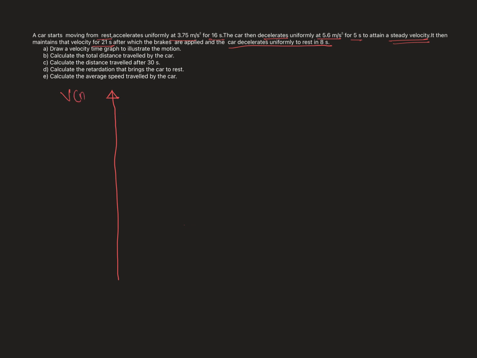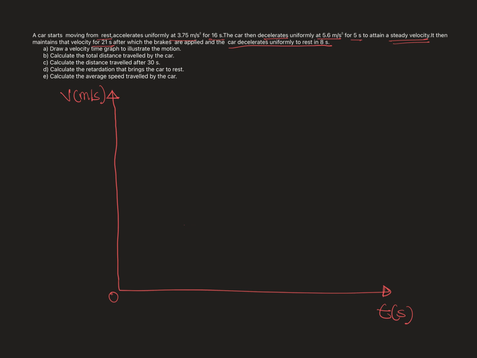Okay, so to draw a velocity time graph, we need to have V in meters per second on the y-axis and T in seconds on the x-axis. Okay, and we should not forget to indicate the zero origin.